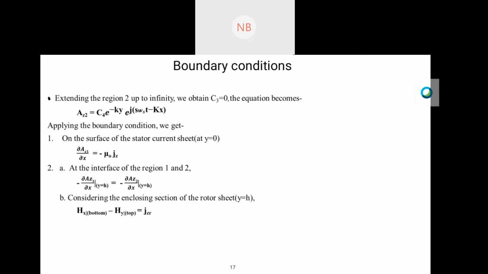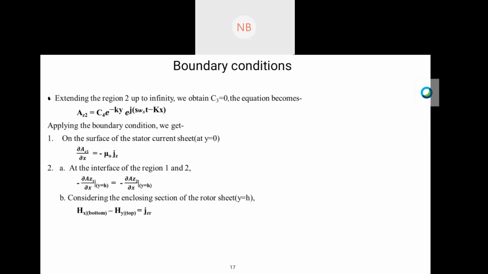And again for the interface of region 1 and 2, by applying the boundary conditions for the normal components of flux density, which is continuous, I obtained this equation of 2a. Then after that, I have considered a rectangular contour as given in figure 6.1. You can see a rectangular contour has been taken in the x and y plane, which is enclosing a section of the rotor sheet. And taking the line integral of H, I get the value Hx bottom minus Hx top equal to JZR, where Hx bottom and top are the tangential components of the magnetic field intensity, and JZR is the linear rotor current density.